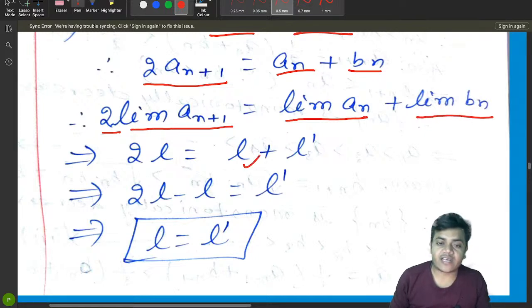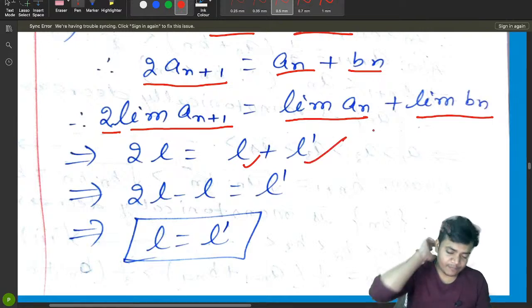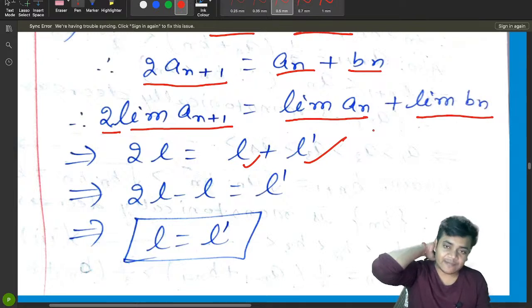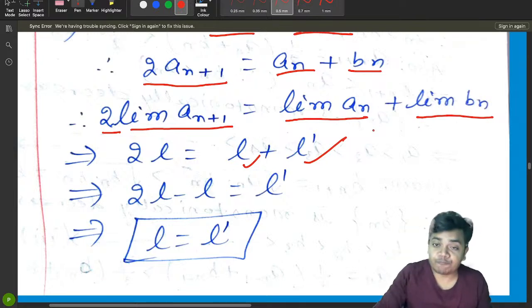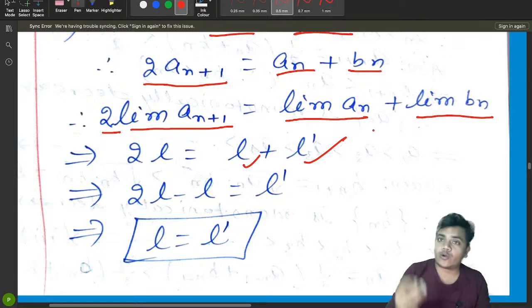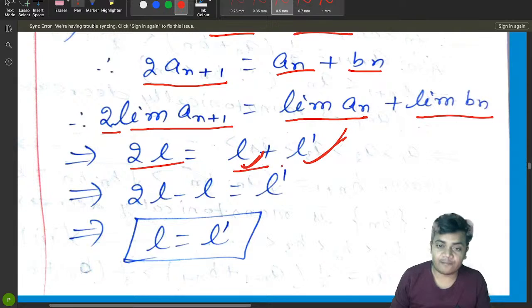And limit An is what? L, and limit Bn is what? L dash. Okay, because we have to prove L is equal to L dash, but before that we had proved that the sequence An is monotonically decreasing and bounded, the sequence Bn is monotonically increasing and bounded, both are convergent. We had taken An converges to L and Bn converges to L dash. Then we can see a beautiful result over here, that 2L is equal to L plus L dash.